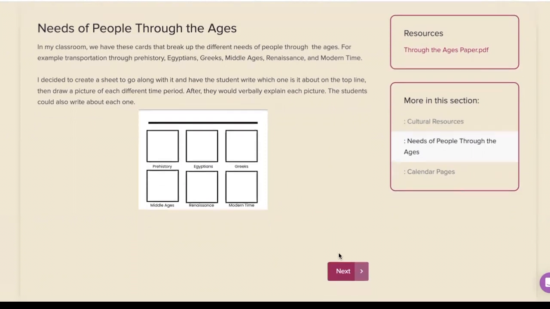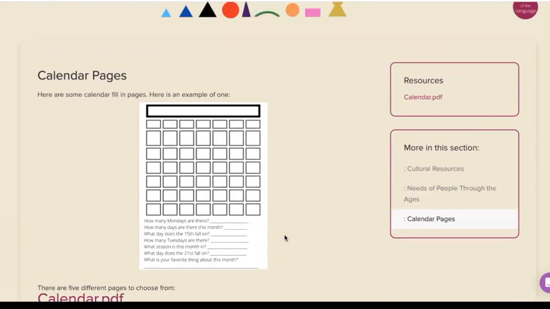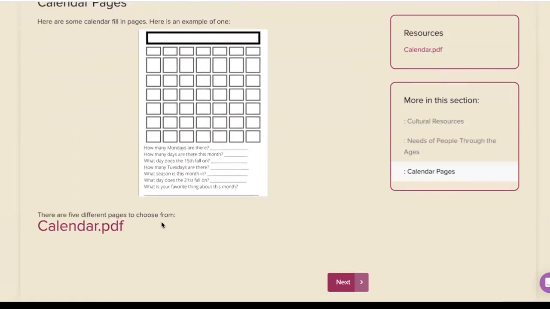But you could have older students write it out, or if they want to write it, that's great too. Then I also put the calendar pages. I have 5 different calendar pages. This is just a PDF, so you just click it and print them. There's 5 different ones, so they have different questions, so it can change up a little, the month, the days, and then whichever day it starts on, right?